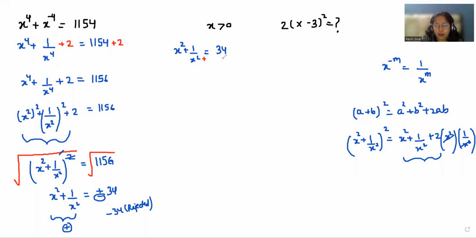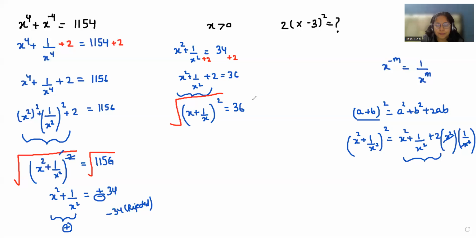Now again I am adding 2 to both sides. So it looks like x^2 + 1/x^2 + 2 = 36. Now again it is becoming a formula. If we compare it with this, it becomes the formula of (x + 1/x)^2 = 36. Now again I'm taking the square root on both sides. So this square eliminates the square root. So it becomes x + 1/x = plus 6 or minus 6.